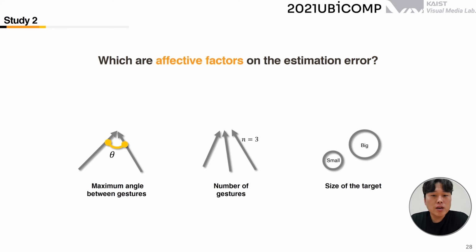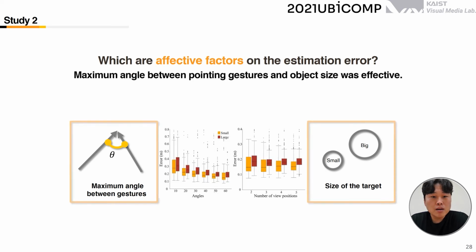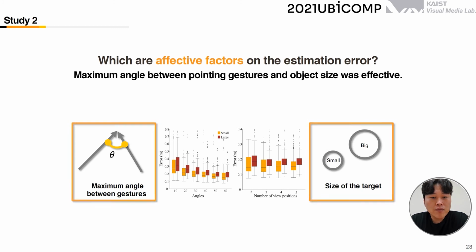The purpose of the second study is to identify the factors that can affect the accuracy of the estimated position. The experimental results showed that the maximum angle between pointing gestures and the size of the target affect the estimation error.